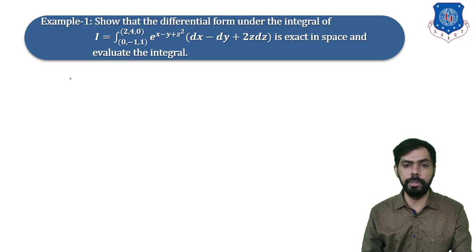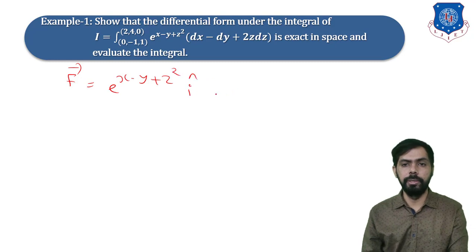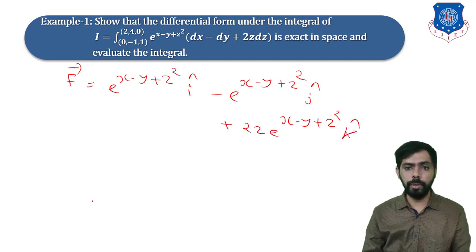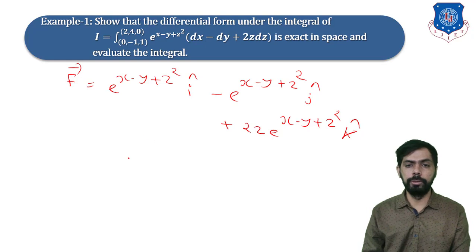So first of all, here vector f will be e raised to x minus y plus z square i cap, minus e raised to x minus y plus z square j cap, plus 2z e raised to x minus y plus z square k cap. Now to prove that this integral is exact, we must show that curl of f is equal to the zero vector. So first of all we will find the curl of vector f.